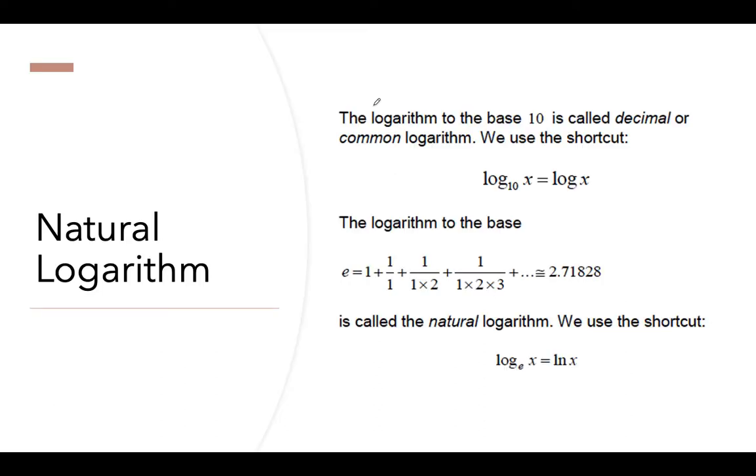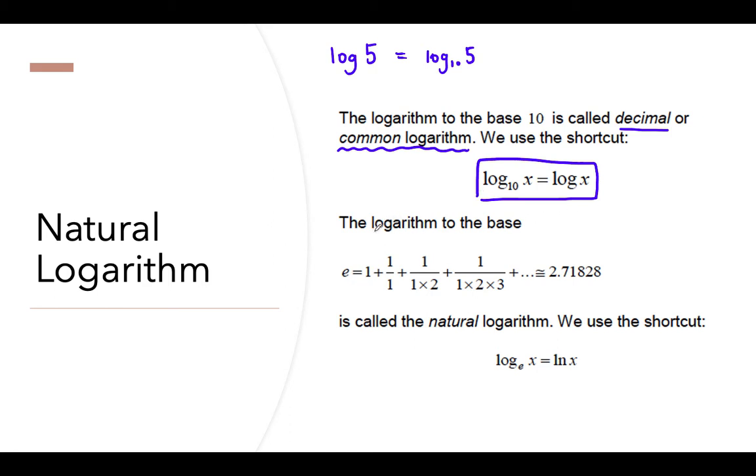First, we need to understand what a natural logarithm is. From the previous lesson, we learned that if we have a logarithm of, let's say, 5, and you don't see a subscript, there is an invisible 10. So this is equal to log to the base of 10 of 5. A logarithm to the base of 10 is called a decimal, or common, logarithm. And this is what we just learned.